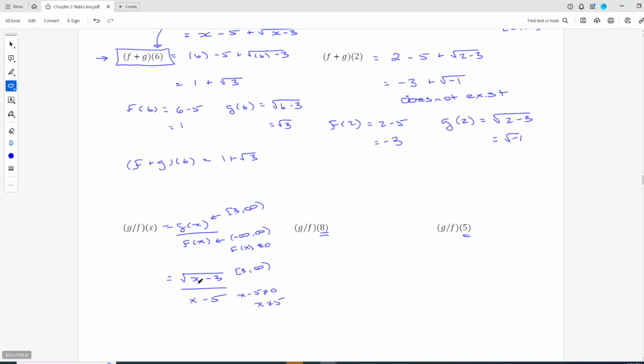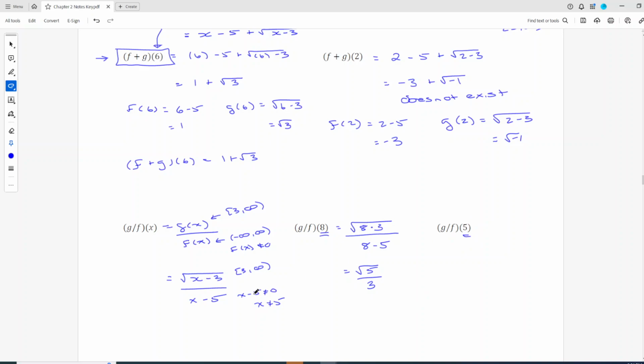So now this is my new function, and I can decide, do I want to plug 8 into this new function or the two separate functions? I'm just going to plug it into this function because I've found it. So for this one, if I plug 8 in for x, I've got 8 minus 3 in the numerator, and then I plug it in for x in the denominator, I get the square root of 5 over 3. Awesome. All good. The next one, though, they want me to put in 5.